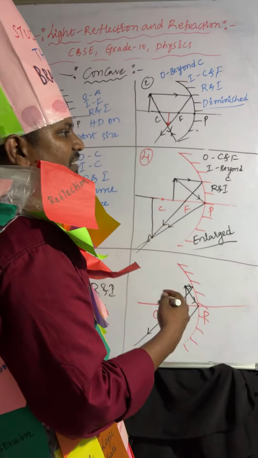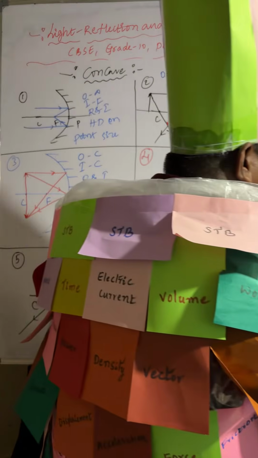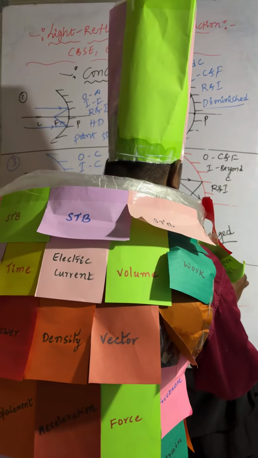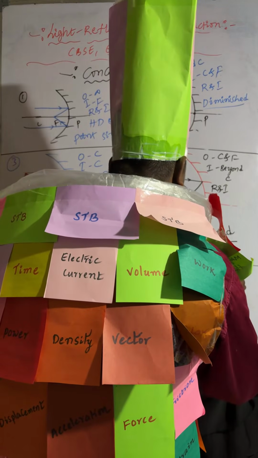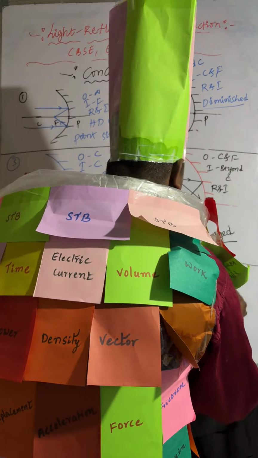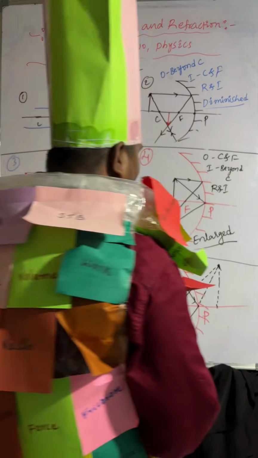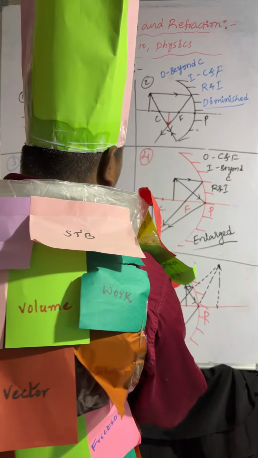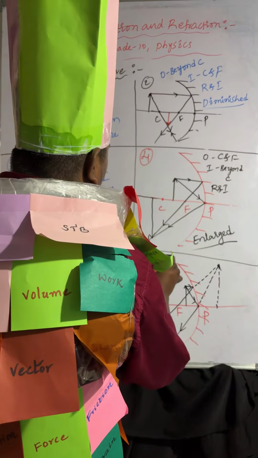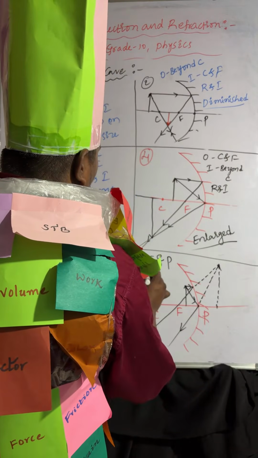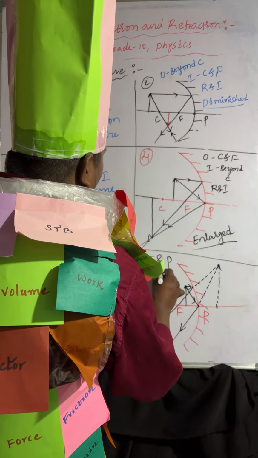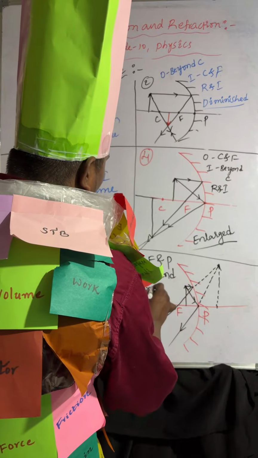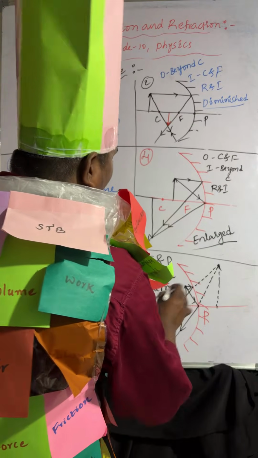After reflection, we are extending the light rays. So here you can observe the object is placed between F and P. Image is formed behind the mirror.